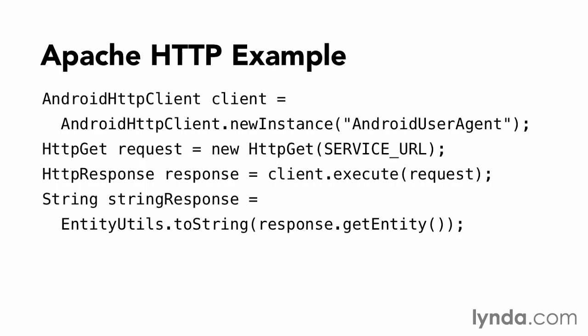You start off by creating an instance of the class you want to use. In this case, I'm using AndroidHttpClient, and you construct it by passing in a string, which is the user agent, a string that identifies the client to the server. Then you define your request. If you want to do a simple GET request, you use a class called HttpGet. And then you pass in the URL, the location of the service you want to call. You execute the request and get back a response. And then you can process the response. This code would process a simple string.